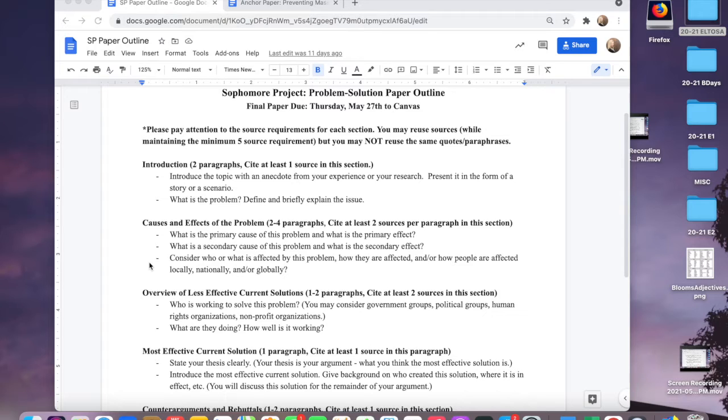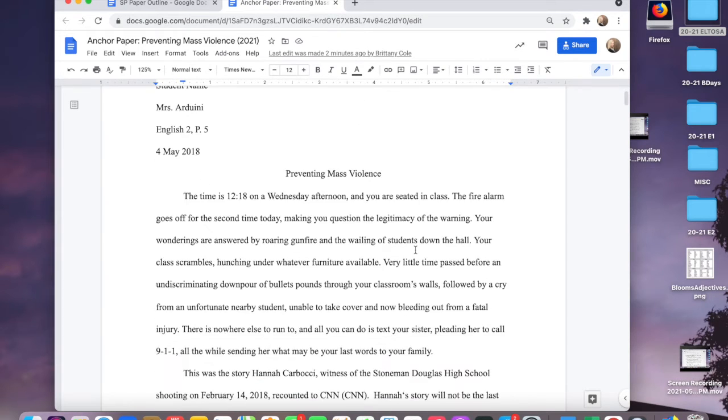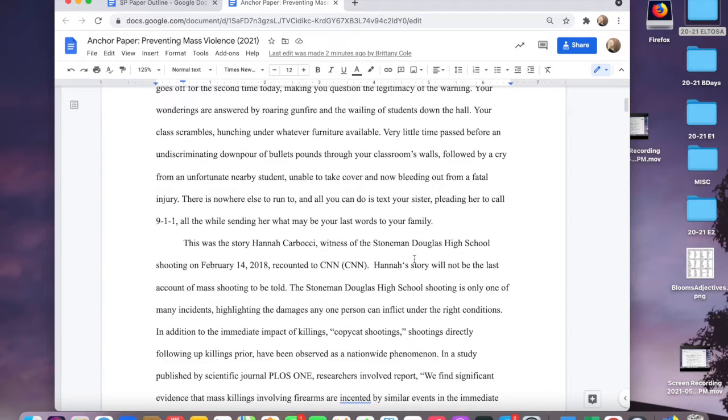So I'm going to go ahead and move on over to our anchor text. You do have access to this in Canvas, and I'm going to break down the causes and effects section of our anchor text. So let me click on over to that. Okay, so this is our anchor text, Preventing Mass Violence. So we've read the introduction and you guys have written your introduction.